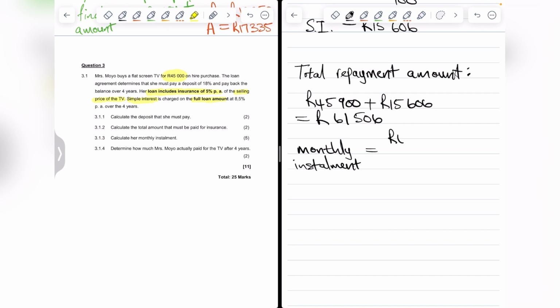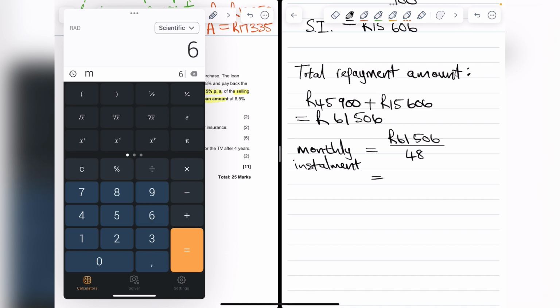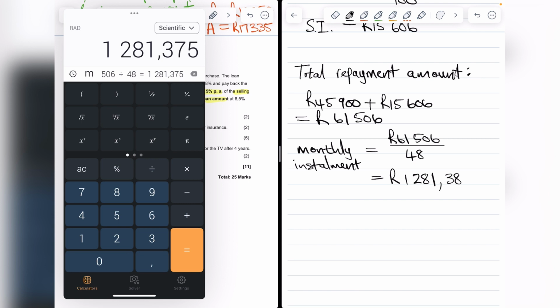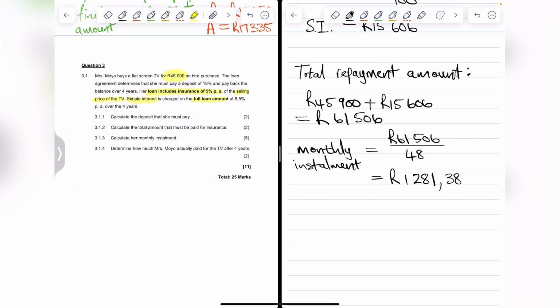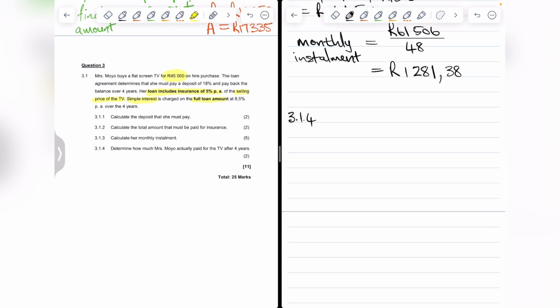So that will be the 61,506 Rand, all divided by 48 months, which is the amount of months in 4 years. That gives us 1,281 Rand and 38 cents, because I rounded off to 2 decimal places. That is the monthly installment.